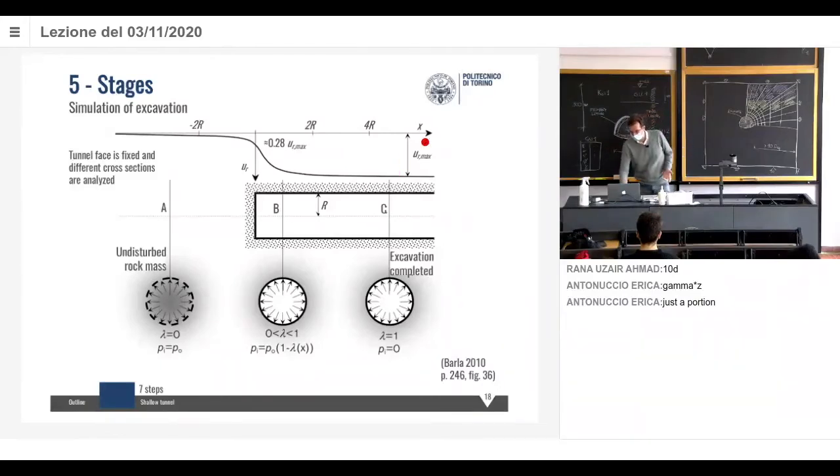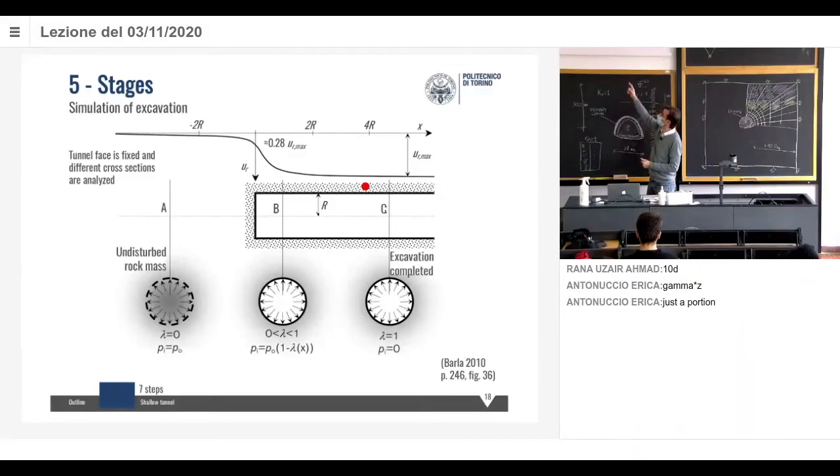You probably saw this picture, 0.28. This is for an elastic material. We assume it's almost 1/3 of it. So 1/3 of it means that before we can do anything, we already have 1/3 of displacement gone. So for sure, the lining is not going to take 100%. Erika is right. It's just a portion of it. And often it's less than 50%.